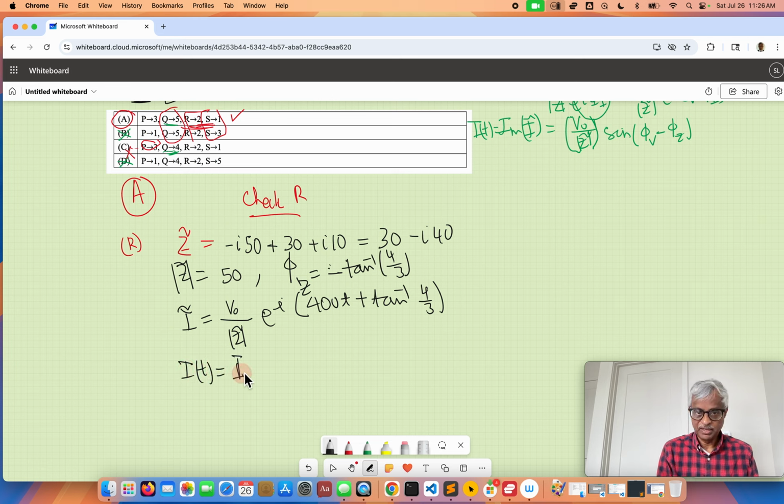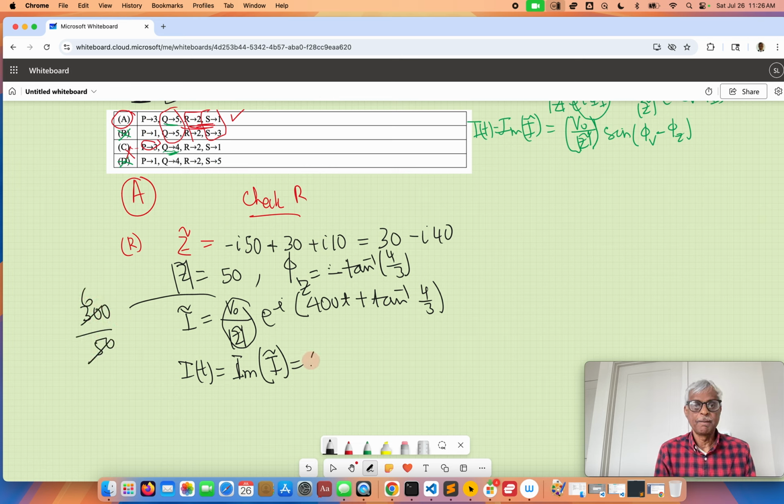This time we're looking for the imaginary part of I tilde. Let's calculate over here, so that we know 300 for V0, 50. So this is just 6 sine 400t plus, this is roughly 50, we talked about around 53 degrees.